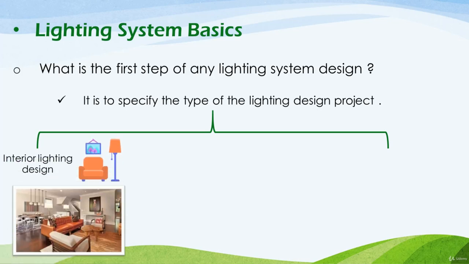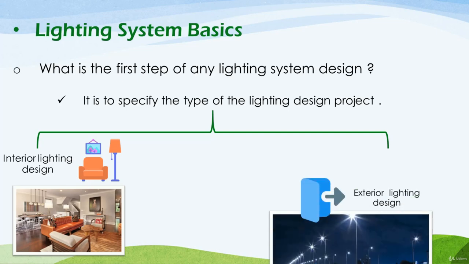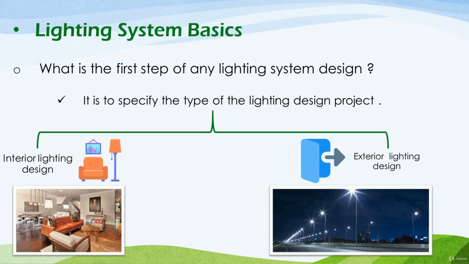The first one is called the interior design, and the interior designs are designs like that home here in that figure. And the second type is the exterior lighting system design, as you see here, this design for the outdoors. So according to the type of the lighting design, we will specify the steps of the design.